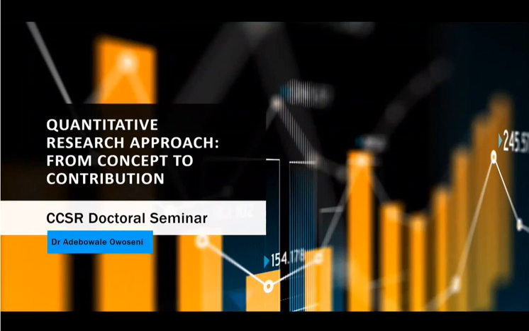So this is going to be more like a story. It may not follow the normal conventional presentation, because it's going to be semi-formal. I'll be creating a narrative around the quantitative research approach, from conceptualization to contribution. The whole essence of research at doctoral level is that you make a tangible contribution to knowledge. So we're going to look at it from a quantitative perspective.